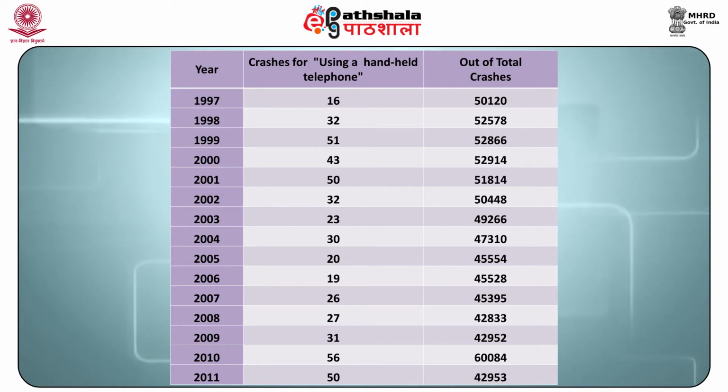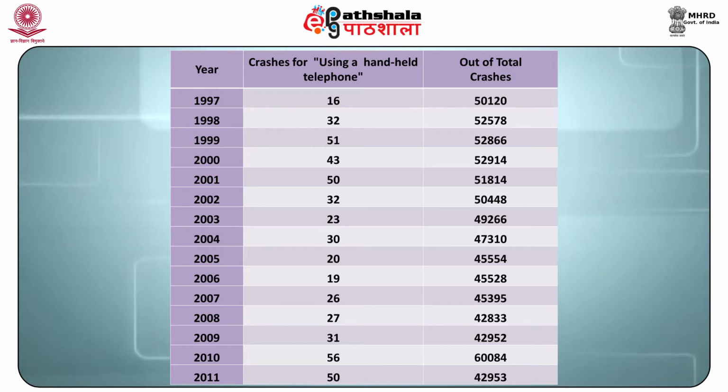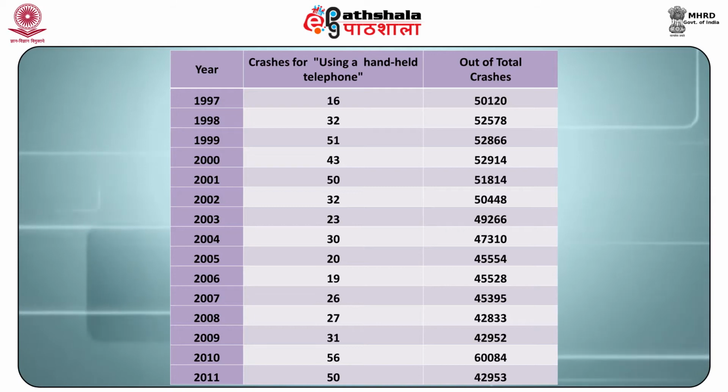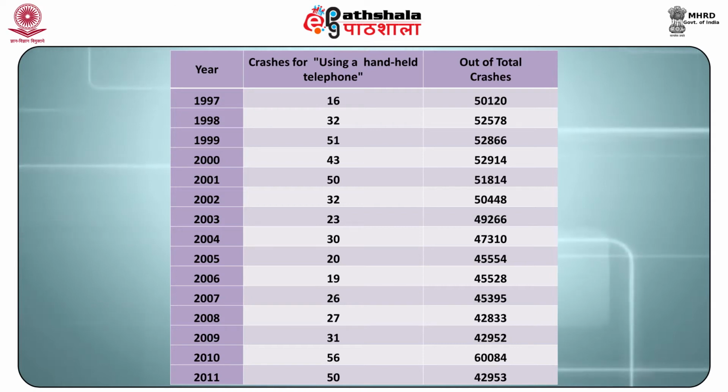In year 1997, 16 crashes were due to the handheld telephone out of the total crashes of 50,120. In year 1998, 32 crashes were there out of the total 52,578. In year 1999, 51 crashes were there out of the total 52,866 crashes. In year 2000, 43 crashes were there out of the total 52,914 crashes.